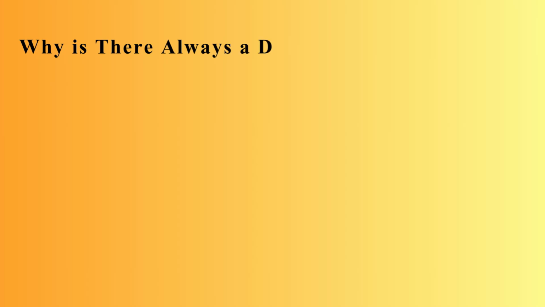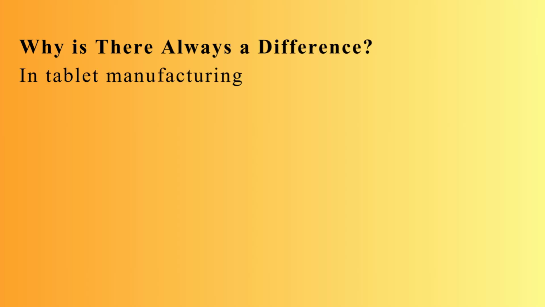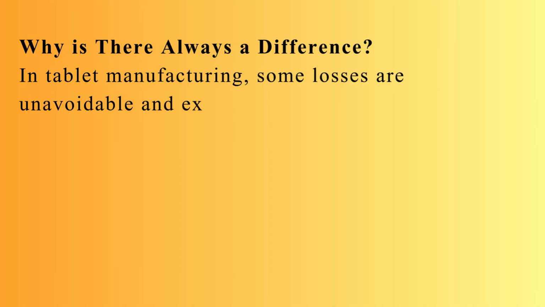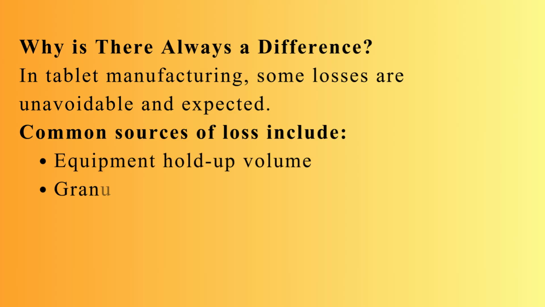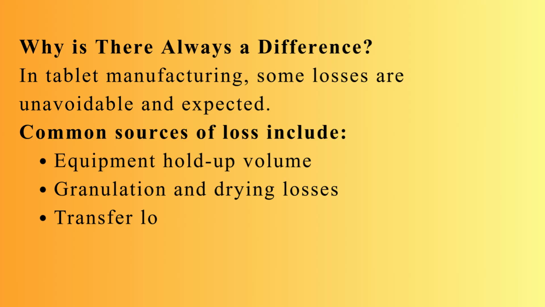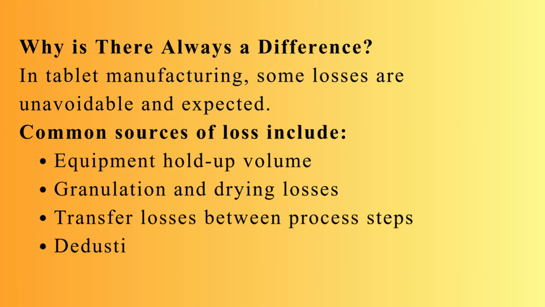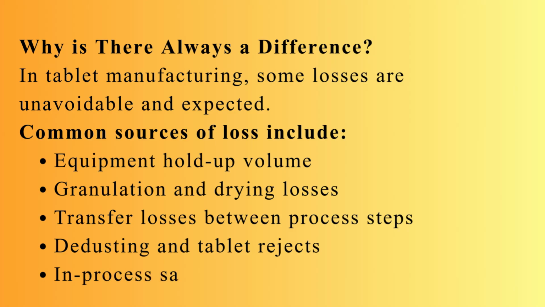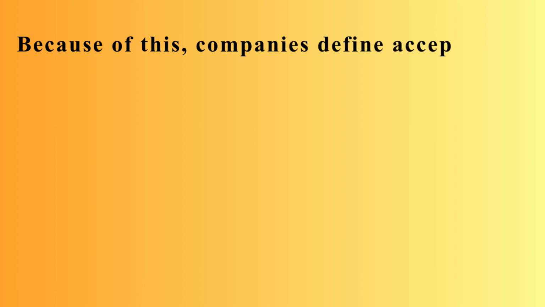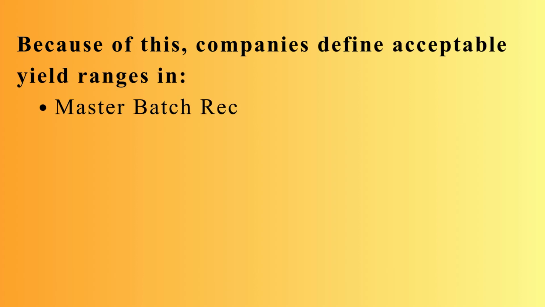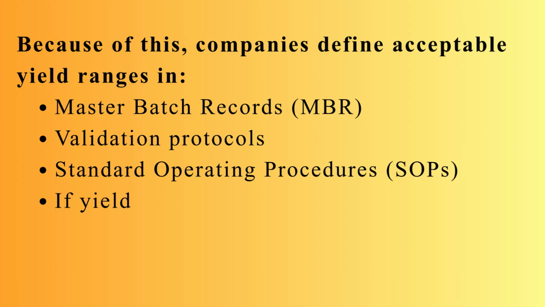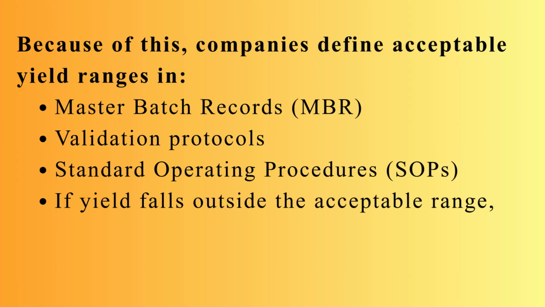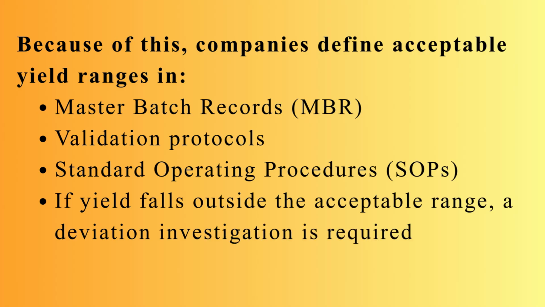Why is there always a difference? In tablet manufacturing, some losses are unavoidable and expected. Common sources of loss include equipment holdup volume, granulation and drying losses, transfer losses between process steps, dedusting and tablet rejects, and in-process sampling. Because of this, companies define acceptable yield ranges in master batch records, validation protocols, and standard operating procedures. If yield falls outside the acceptable range, a deviation investigation is required under GMP.